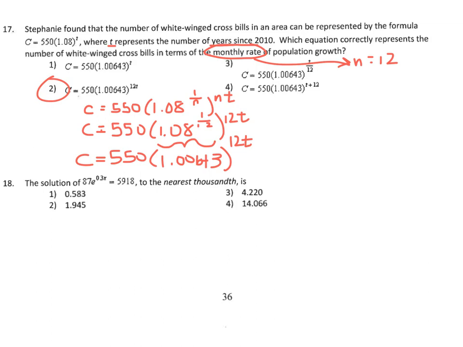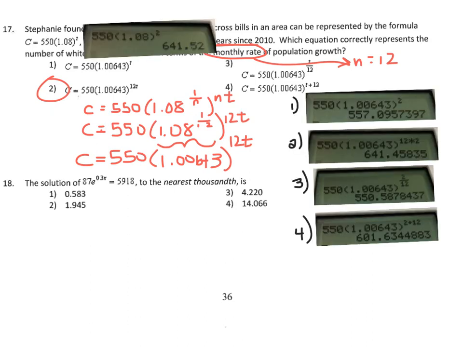And plug it in your calculator, and then substitute 2 in for t into each of the answer choices, and see which one gives you, it's not going to give you exactly this value, because remember, this is a rounded decimal, but see which one gives you the closest to what your calculator gives you right here. Okay, so here's what I mean.